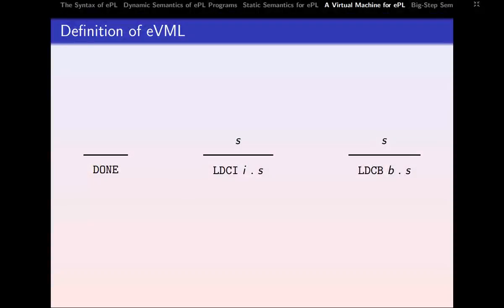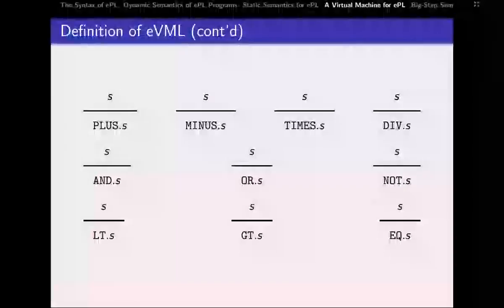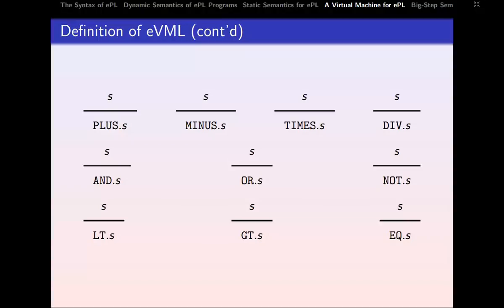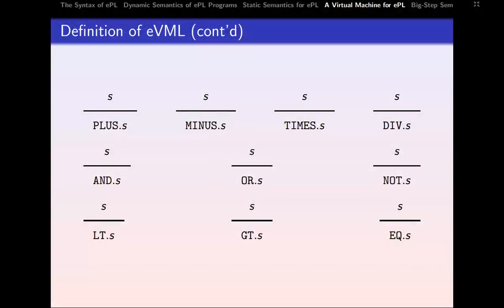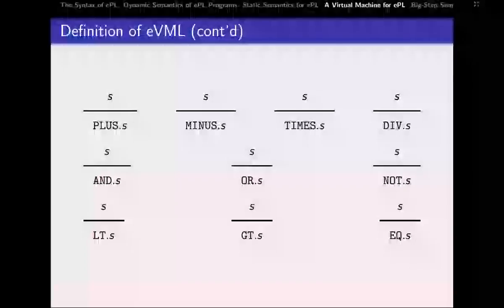We have a similar operation for booleans. LDCB B followed by S would be a valid program whenever S is a valid program, right? LDCB B is a boolean, either true or false. That B goes into the top of the stack. We have all the operations for which we have operators in the language, right? So we have plus in the language, we have a plus instruction here. We have a minus operator in the language, we have a minus instruction here, and so on and so forth.